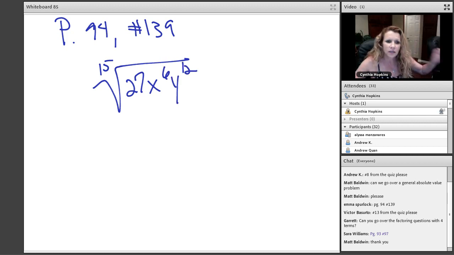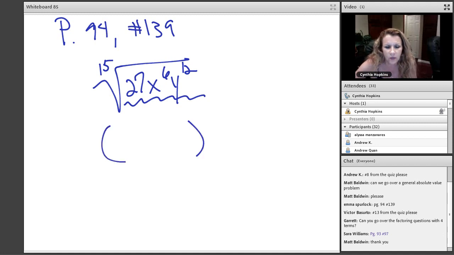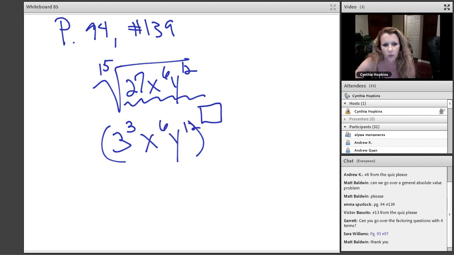Okay, and so what I would suggest doing is just take everything that's inside your radical sign and put that in parentheses, and then we're going to talk about the exponent. So what I'm trying to do is change this from radical form to exponential form. But first, for the stuff inside my radical, 27 I recognize as 3 cubed, so I'm going to write it like that. And then x to the 6th obviously is already in exponential form, and same for the y to the 12th. So see what I did to my 27, I changed it to 3 cubed.